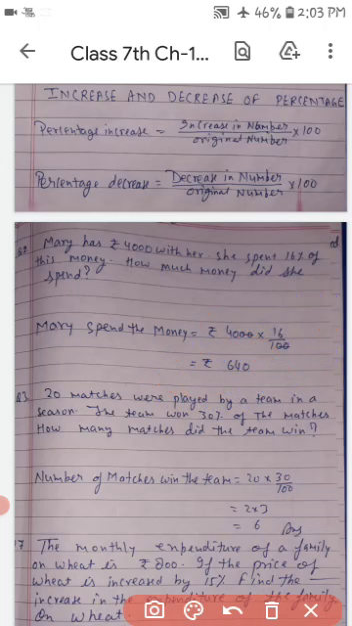Next question. 20 matches were played by a team in a season. The team won 30% of the matches. How many matches did the team win? Number of matches won by the team is 20 into 30 upon 100. Here zeros cancel. Now 2 threes are 6. 6 is the number of matches won by the team.